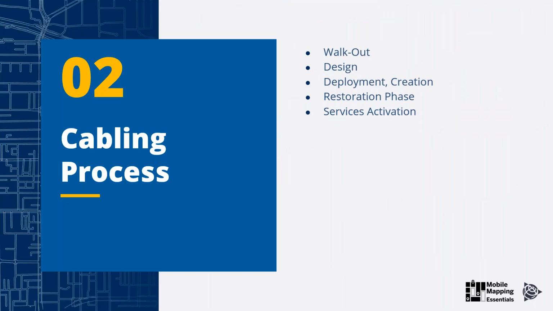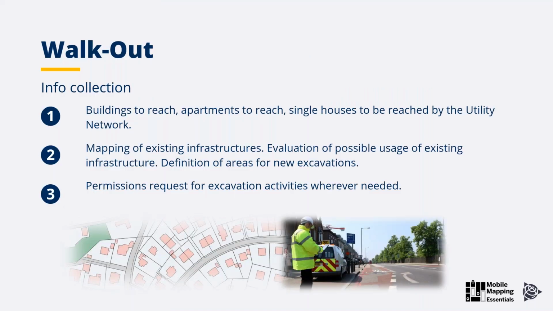Now, this said, which are the steps that need to be considered when a company is working on a project to deploy such a utility? It consists of different steps, which you can find listed here. We have the walkout phase, design phase, deployment, restoration, and services activation. Let's quickly have a look at these different steps.